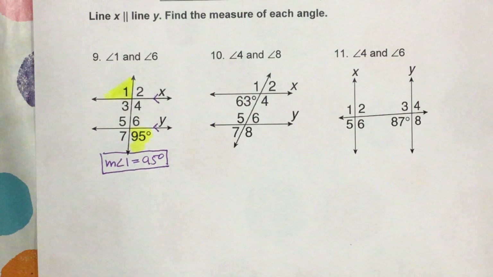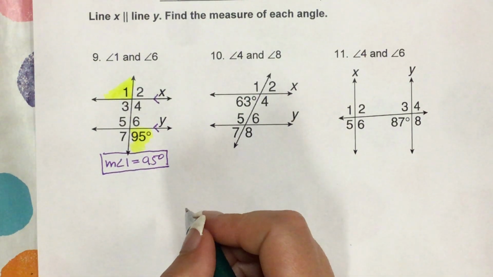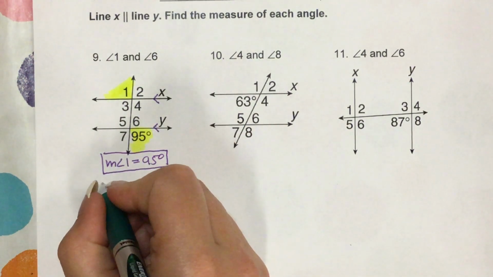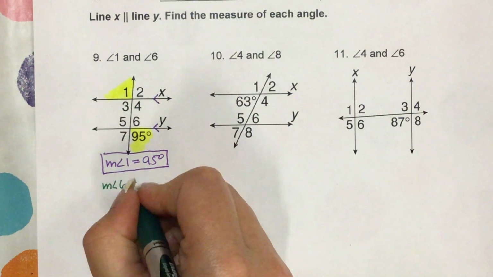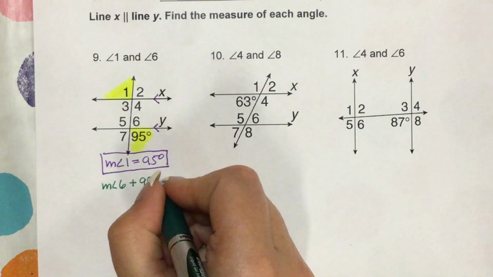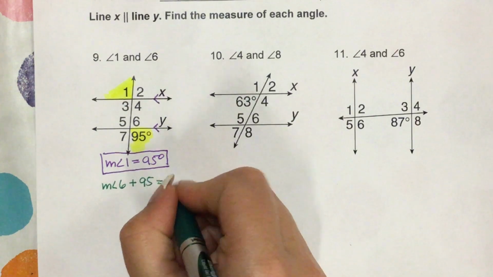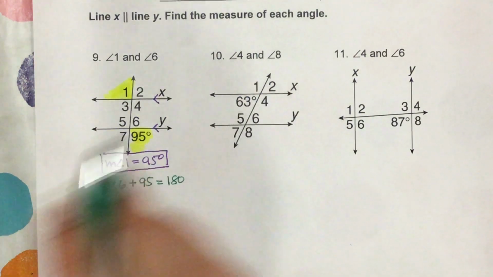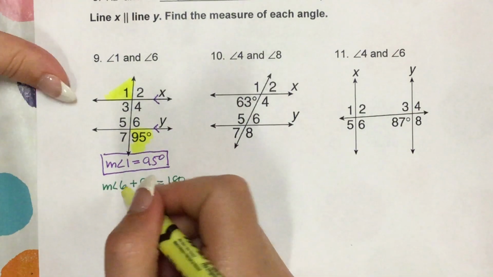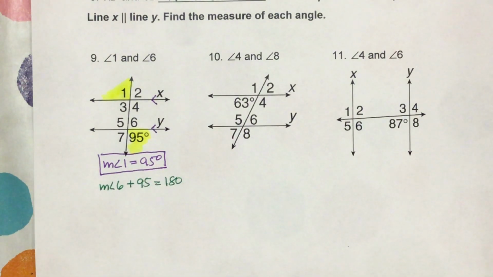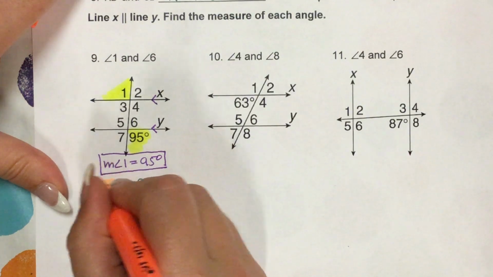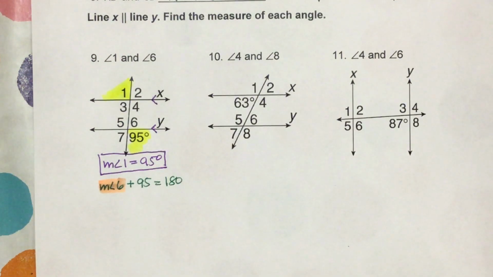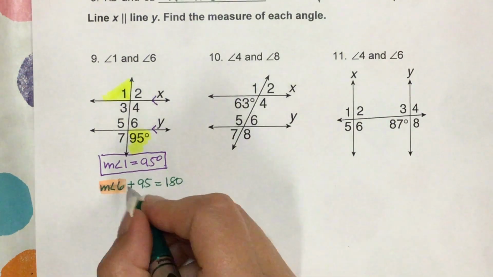So what I can say is that the measure of angle 6 plus 95 equals 180 degrees, because supplementary angles add up to 180 degrees. Now we're going to use our algebra to get the measure of angle 6 by itself on this side of the equation. Right now it is not, but we can use our wonderful, magnificent algebra skills to isolate it.